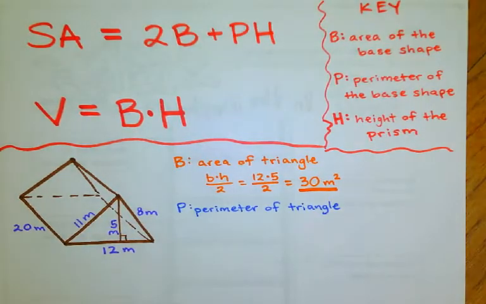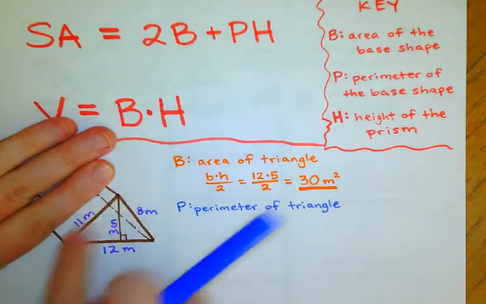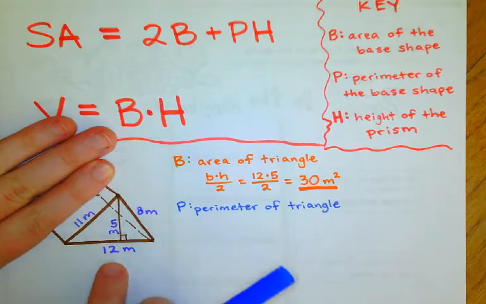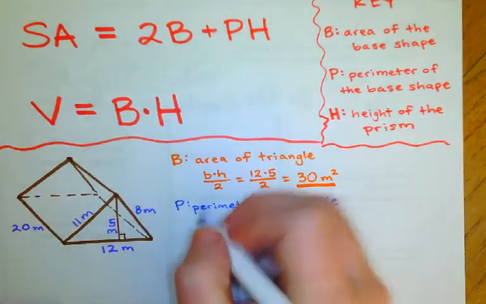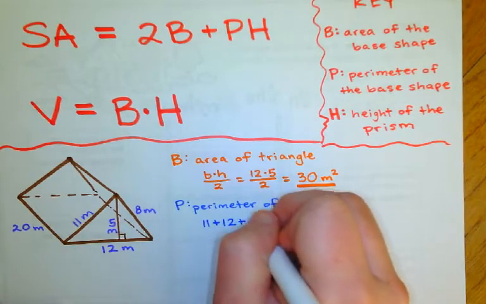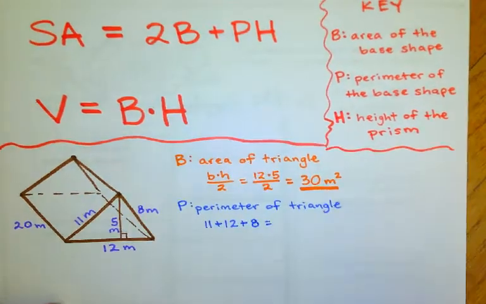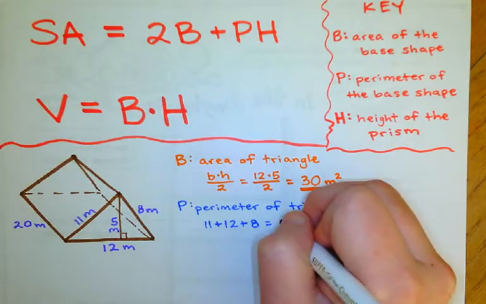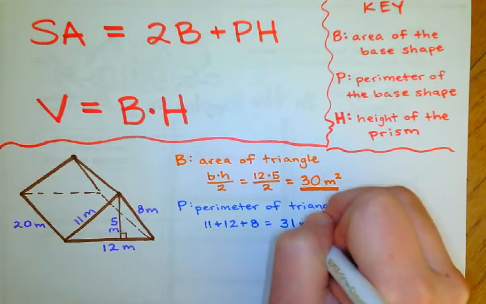Alright, so remember, to find the perimeter of just our triangle, I'm just looking at the outsides of our triangle. So I'm going to take 11 plus 12 plus 8. 11 plus 12 plus 8 is going to give me 31 meters.